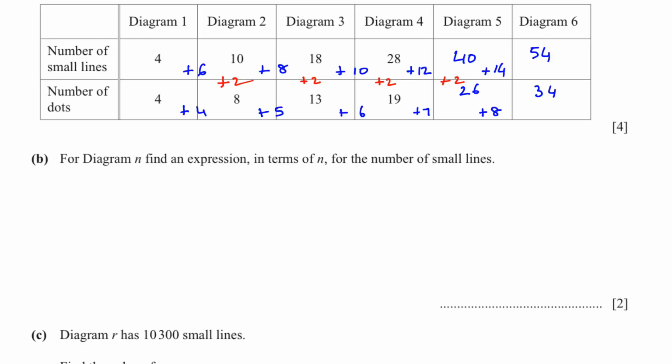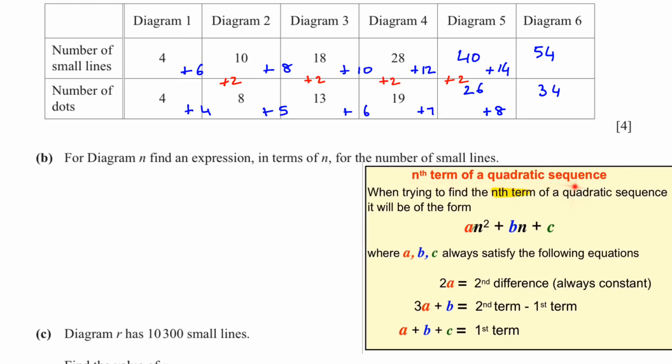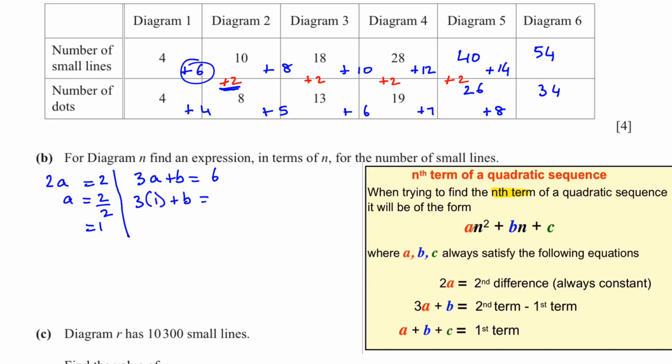For that you have a formula. To find the nth term of a quadratic sequence, we use this formula given here. We need to find A, B and C. To find A, we will write 2A is equal to the second difference. What is our second difference? 2. So 2A is equal to 2. A is equal to 2 divided by 2, 1. To find B, we will use 3A plus B is equal to the first difference, which is 6. Replace the A with 1. So 3 plus B is equal to 6 and B is equal to 6 minus 3, which is 3.